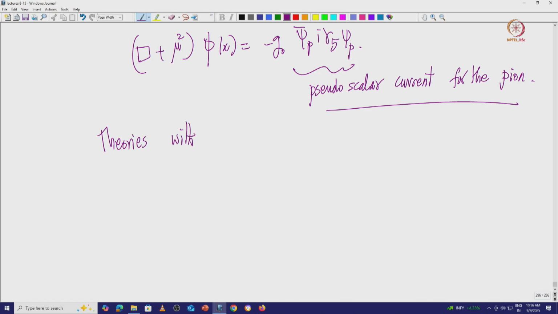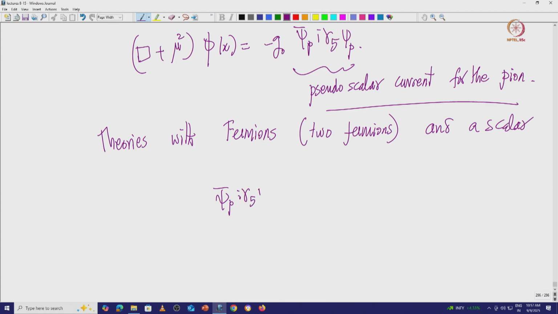I will not go further, but the important point is the theories with two fermions and a scalar interactions. If you go into the Lagrangian, this would require something like psi bar i gamma 5 psi pion all sitting at the same interaction vertex with a coupling constant y essentially, okay. These theories are called Yukawa interactions in the dynamical sense, okay.